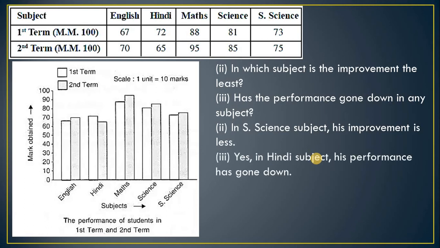Third one, has the performance gone down in any subject? In Hindi, his performance has gone down, because you clearly see here Hindi subject 72 and 65. Here it is good performance, but here it is going down. So this is the only subject where performance is going down. So the answer is Hindi.